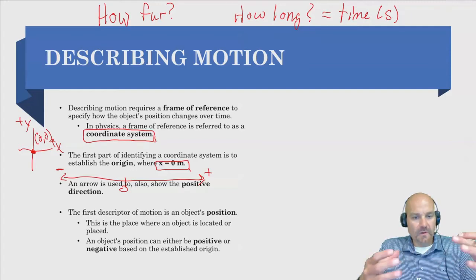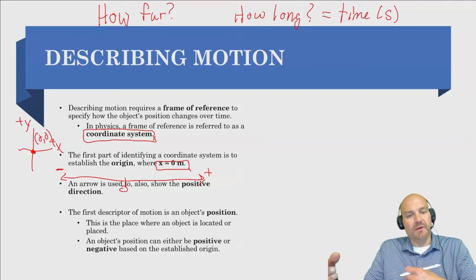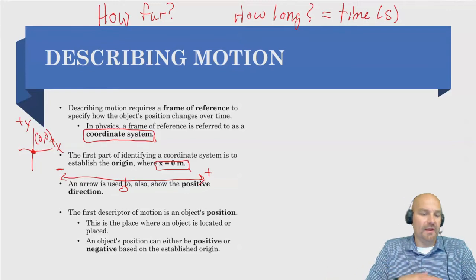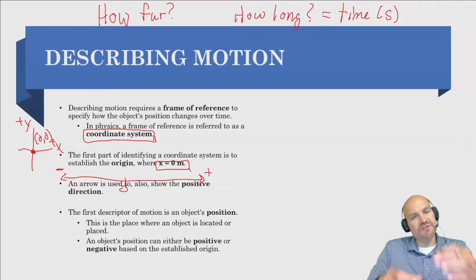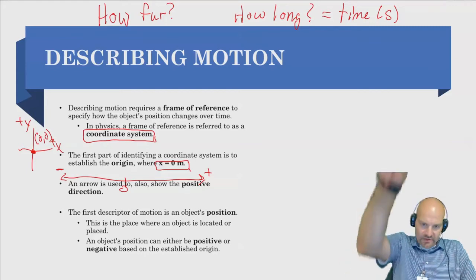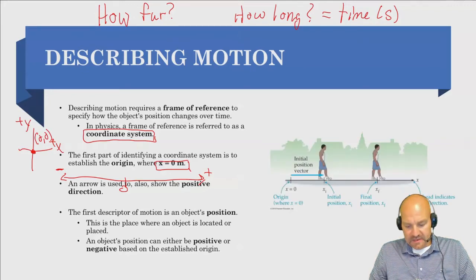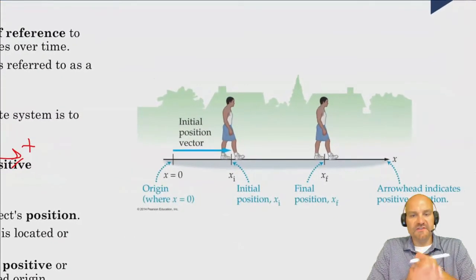Now, the first descriptor of motion is going to be position. Where is an object located, or where has it been placed? You can be located at the origin, in the positive direction, or in the negative direction. Here we're just taking an object and placing it at one spot. What you'll see in this picture is that this person is starting.